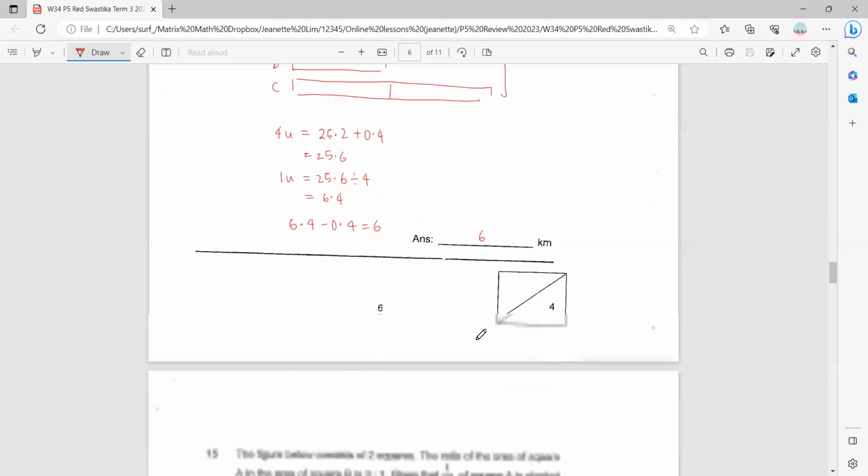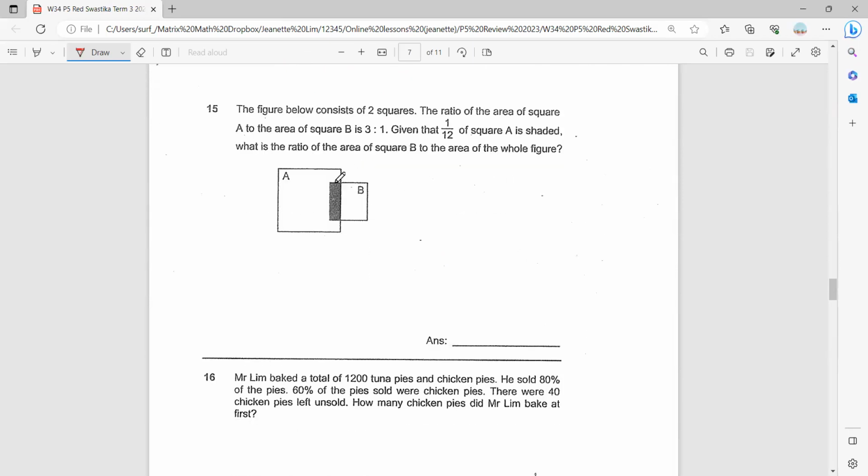Okay, next question, 15. The figure below consists of 2 squares. The ratio of square A to B is 3 to 1. And given that 1/12 of A is shaded, what is the ratio of B to the whole thing? Okay, so if 1/12 of A is shaded, A shaded to A, shaded is 1 unit, the whole thing 12. So the common base is your A for the 2 ratios. So here, I will times 4 to get 12.